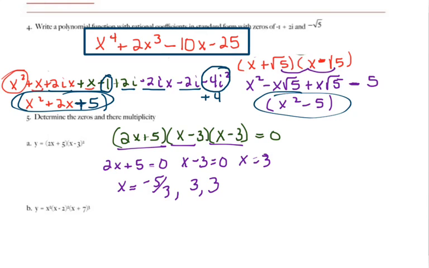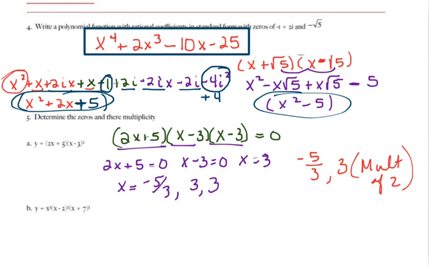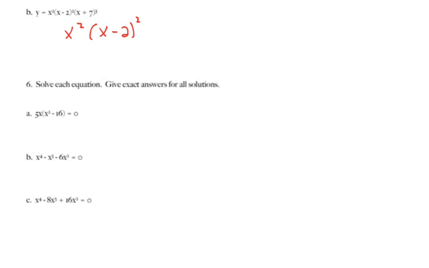Now we usually don't write 3 and then comma 3 again. What we say is that negative 5 halves is one answer, and then 3 is an answer with a multiplicity of 2, because it happened twice. 5b, again, it's in factored form, which is great. We don't have to do any work. We should see from the last problem that when we had that x minus 3 squared, it gave us multiplicity of 2. And so these exponents on factors cause multiplicity.